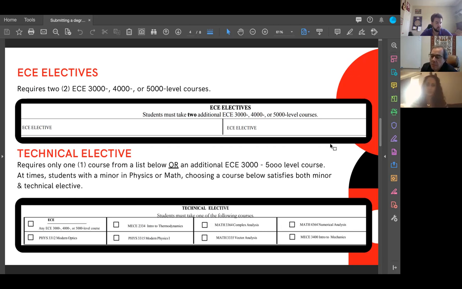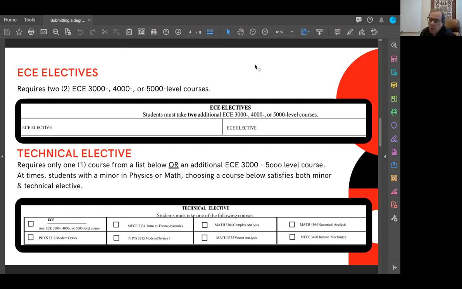Josh, 3441 is required for everybody. If you're on the 2016 degree plan, it's an elective, but if you're past that, it's required of everybody. And yes, it counts as a lab, but it doesn't matter. It's not on the new degree plan anymore.